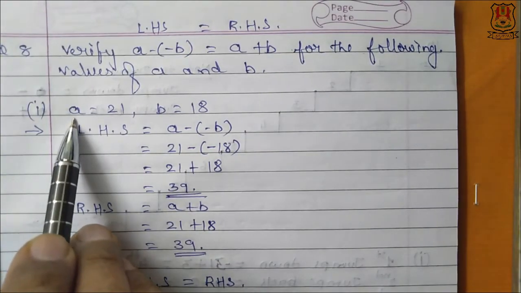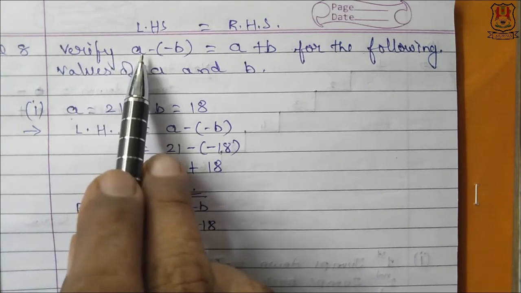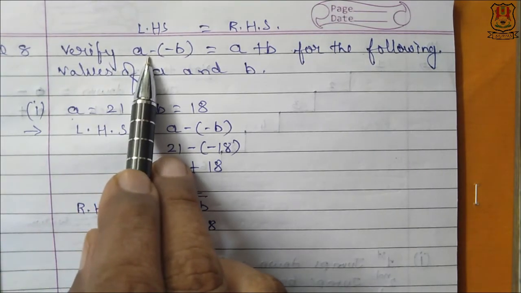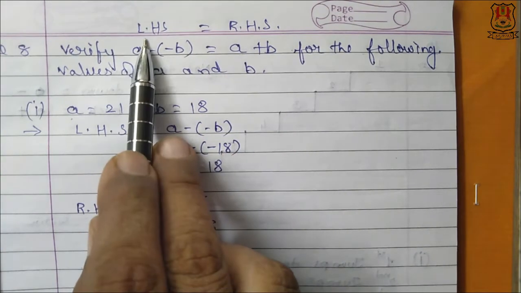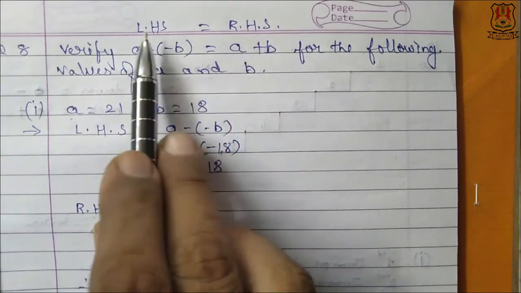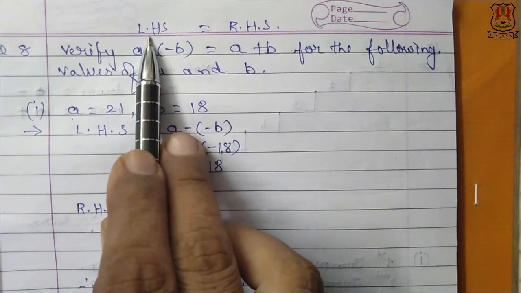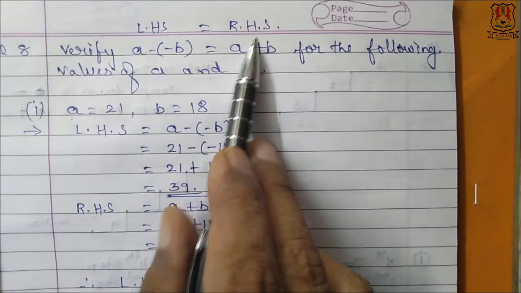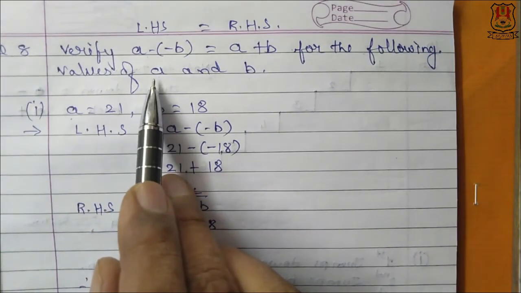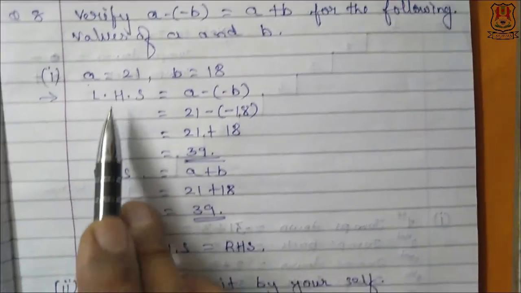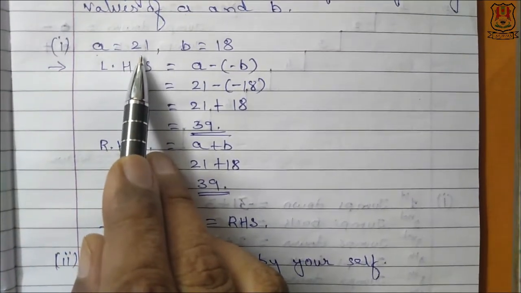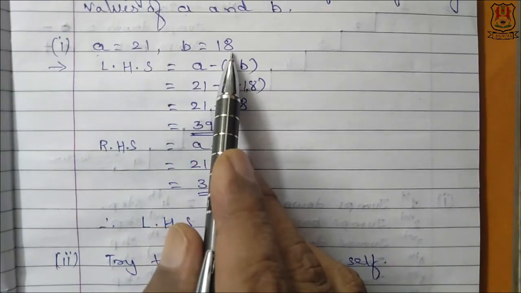So let's see, we have to verify that the statement given to us is equal to this. That's why I have written LHS equals RHS. We have to find out whether the left hand side is equal to the right hand side. Let's see for the different values which are given to us for a and b. So here a is equal to 21 given for the first one and b is equal to 18.